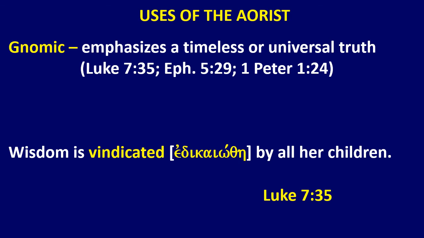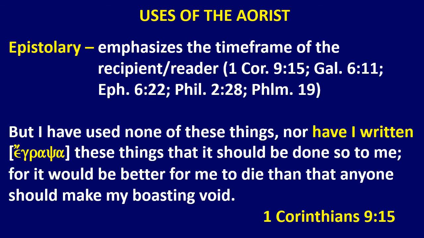And in this case, let's just take the idea of pronounce or declare. Wisdom is pronounced righteous or justified by all her children. Now, her children can't make wisdom right. God's wisdom is always right. But God's wisdom can be justified or declared righteous in the lives of those who demonstrate it, namely God's children. And so this is the nomic use of the aorist tense form.